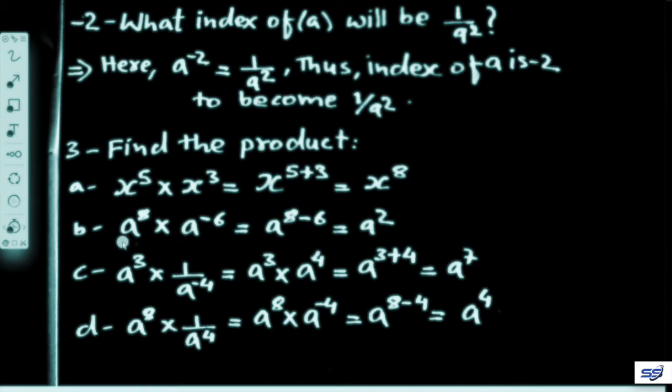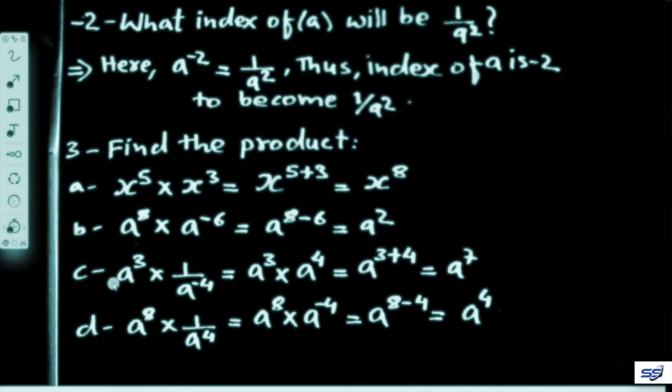B is given: a power 8 into a power minus 6. Here also it is multiplication, so addition of powers shall be done again. Again the base is the same, a equals a, and the powers shall be added. It means 8 and 6 has a minus sign in front, so 8 minus 6 equals 2, equals a square. It means a power 2. 8 minus 6 is 2, so we can say a power 2 or a square.